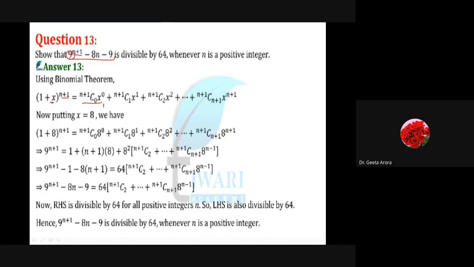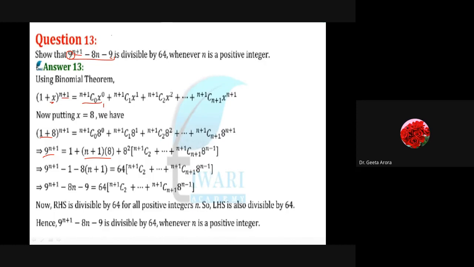Correct? And let's see how it can be written, because the first thing that you have to note down is we are getting 8 and 9, and we know 9 can be written as 8 plus 1. So here if I take x as 8, we are getting the value of 9, and by using the binomial theorem, we can write it as 1 plus (n+1) into 8 plus (n+1)C2 into 8 square, and so on.